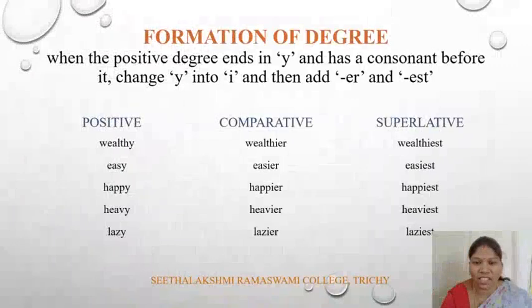When the positive degree ends in y and has a consonant before it, change y into i and then add er and est. Here, all the adjectives in positive degree end in y and have a consonant before them. So we have to change y into i and add er for the comparative degree and est for the superlative degree. Examples are wealthy, wealthier, wealthiest; easy, easier, easiest; happy, happier, happiest; heavy, heavier, heaviest; lazy, lazier, laziest.